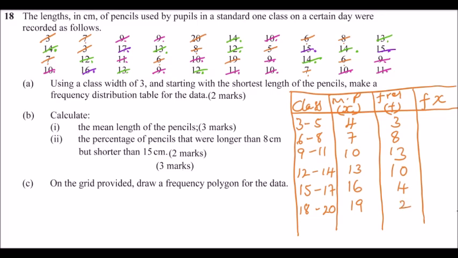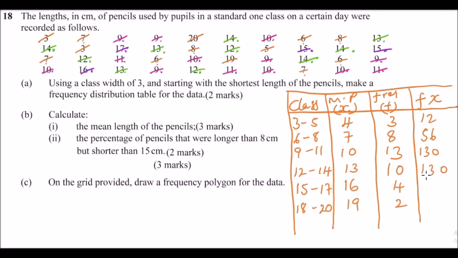Then we multiply frequency times the midpoint, and here we will be able to get 4 times 3 is 12, 7 times 8 is 56. Then we have 10 times 13, which will give us 130. Then we have 16 multiplied by 4, you get 64. And finally, we have 19 times 2. That will give us 38.